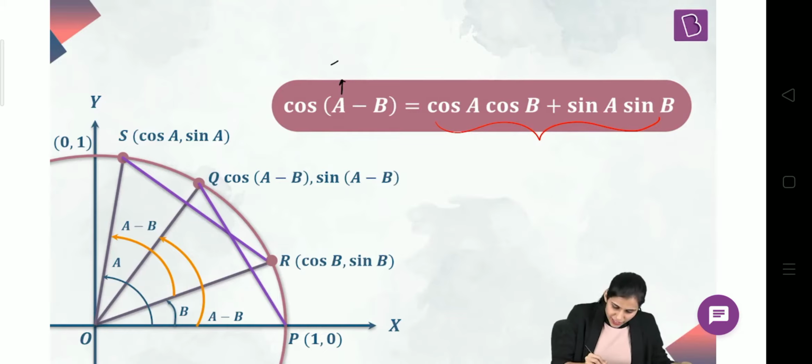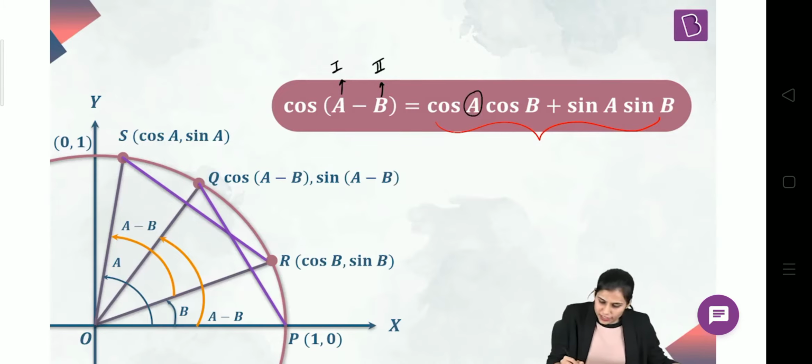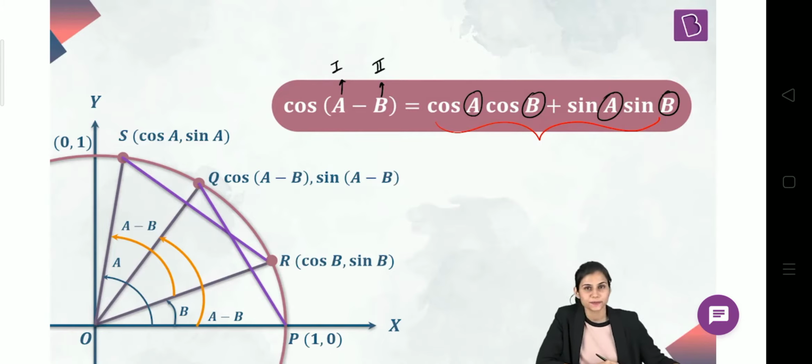So, how to remember this? Well, if I treat A as the first angle, B as the second angle, then according to this formula, cos of first minus second is cos of first into cos of second plus sine of first into sine of second.